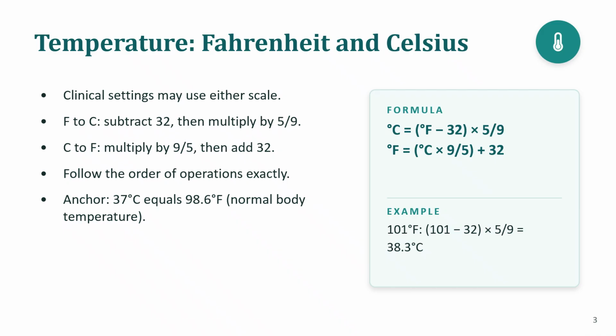Going the other way, suppose the chart says 38 degrees Celsius. Multiply by 9/5 to get 68.4, then add 32, which gives 100.4 degrees Fahrenheit. Again, that's a reasonable fever reading. The two formulas are mirror images of each other. Subtract then multiply in one direction, multiply then add in the other. Write the formula down each time until it becomes automatic.